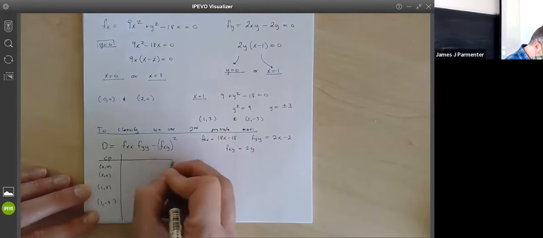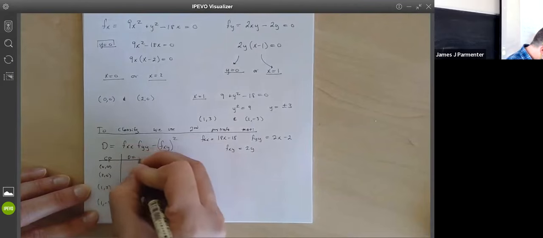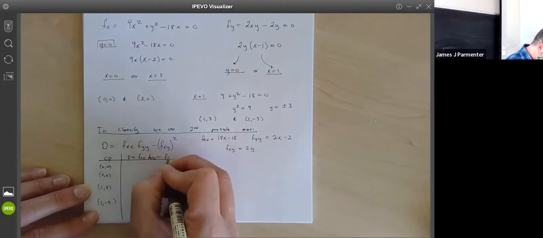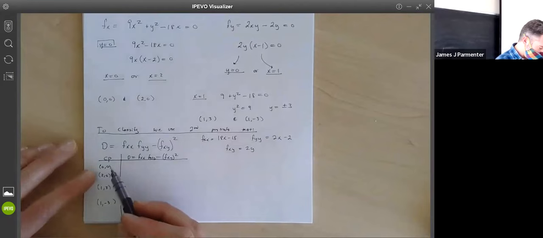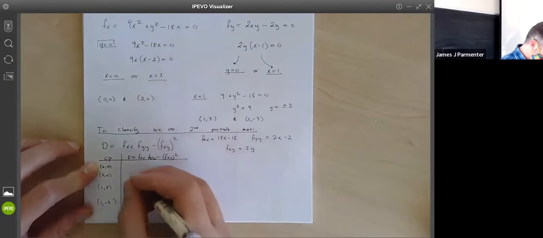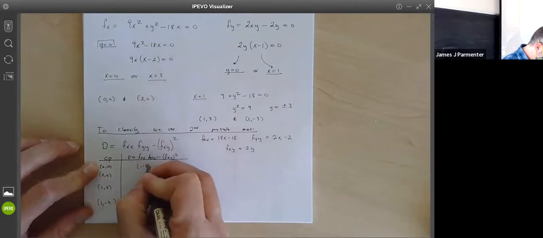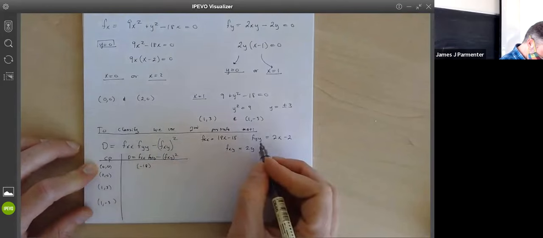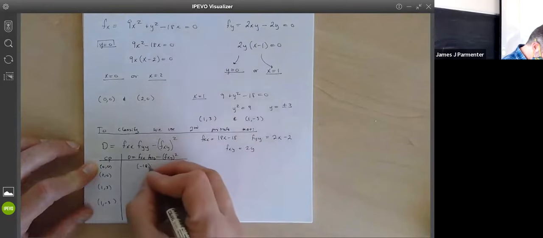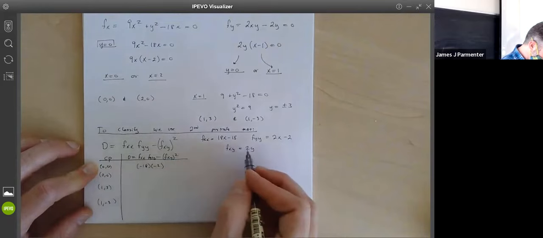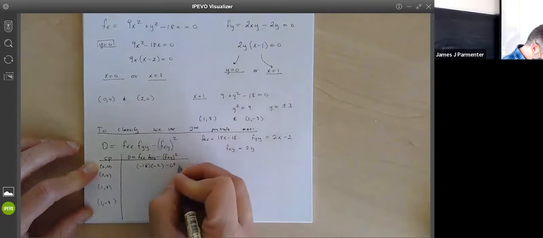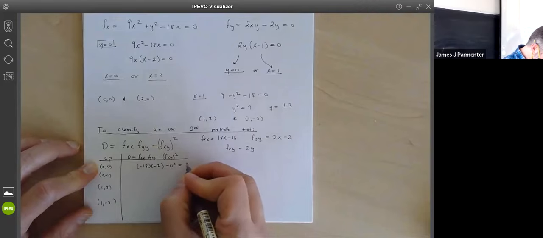And then we're going to calculate D, which is going to be f_xx times f_yy minus f_xy squared, by plugging in the point. So when we plug in (0, 0), f_xx is going to be negative 18. f_yy is going to be negative 2. And f_xy is going to be 0. That's going to be 36.